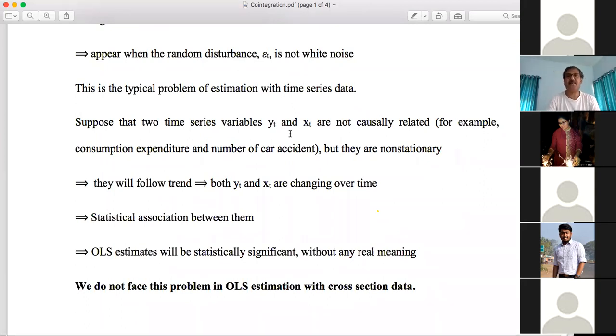If you use this kind of cross-section data on the same variables in OLS estimation, you will not get a significant result, indicating that there is no relation between car accidents and consumption expenditure. But if you have a time series variable on car accidents and a time series variable on consumption expenditure, and you try to estimate a model with OLS, you will get a significant result. So this is the basic difference between time series data and cross-section data when we apply them in a linear regression model.